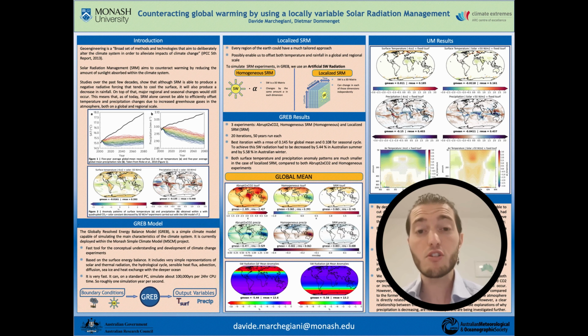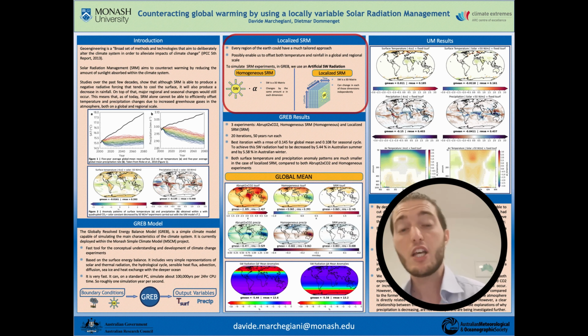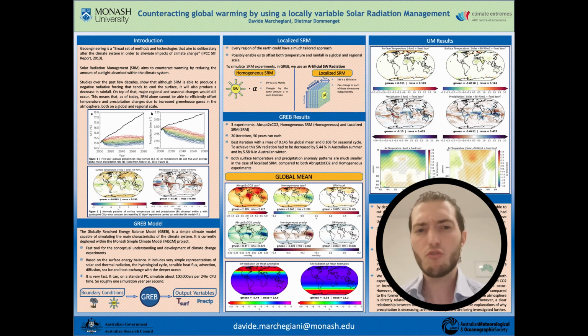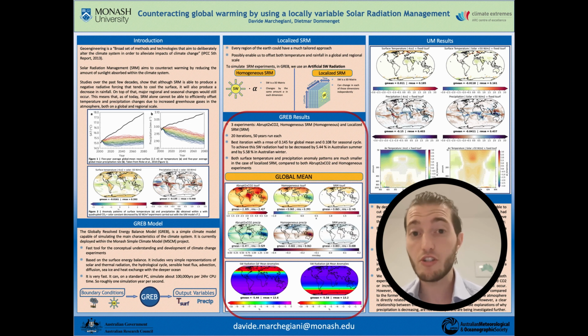To try and offset both surface temperature and rainfall, our main idea was to deploy a localized solar radiation management, which in GREB basically consisted of giving as input a shortwave radiation matrix that we could modify in longitude, latitude and time independently. So we did that and we carried out three main experiments: our double CO2 experiment, double CO2 with homogeneous solar radiation management, and double CO2 with localized solar radiation management.